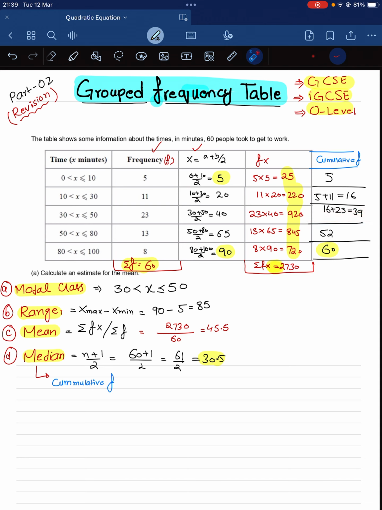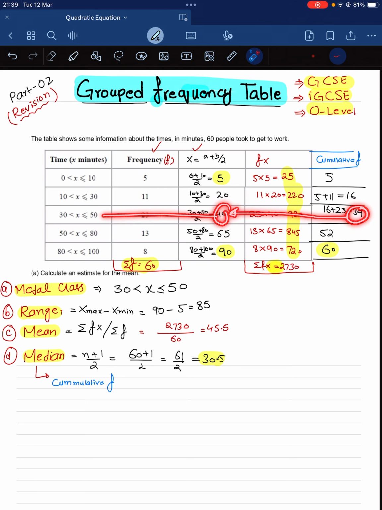As you can see, 30 cannot be in this section, because this one goes up to 16 and this one goes up to 39, and this one is more than 39, so we cannot have this section. So 30 will be in this section. So against the 30, the value of x is 40, so 40 is your answer.